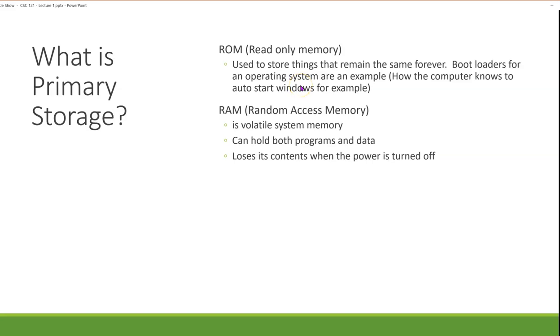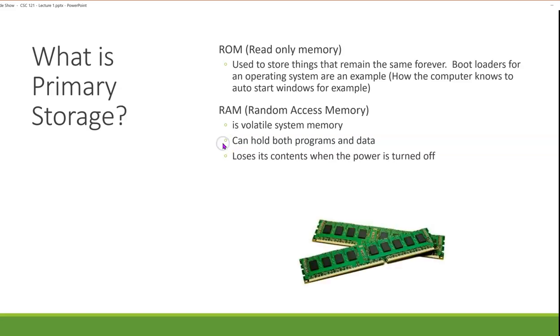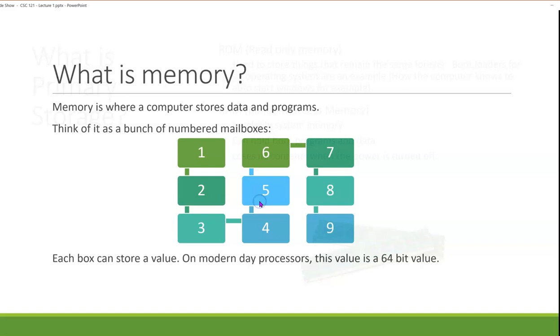Primary storage consists of two things. ROM, which is used to store things that remain forever. Bootloaders for an operating system, how a computer knows how to start Windows, for example, are good examples of what's kept in ROM. RAM, on the other hand, is volatile. It can hold both programs and data, but it loses its contents when the power is turned off. RAM memory sticks, like you might have seen, these are good examples of RAM.